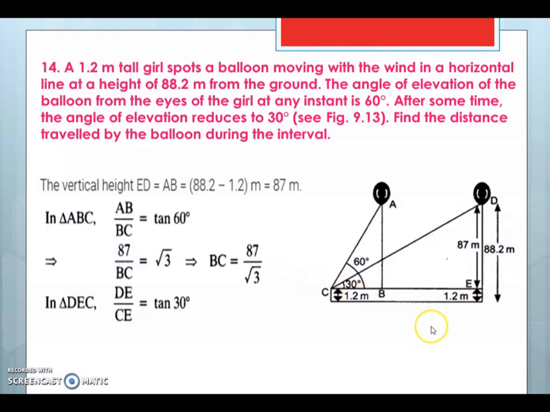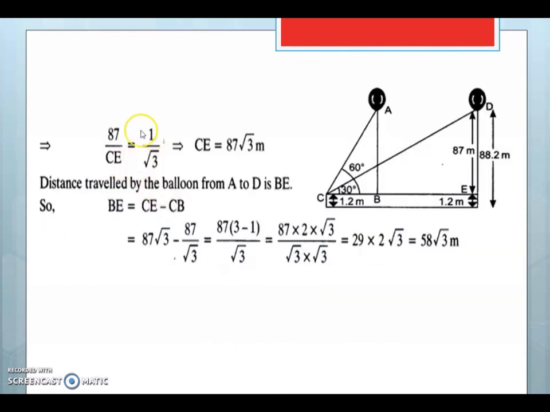Then next you will apply trigonometric ratio in triangle DEC. Tan 30 is DE upon CE, and then you will substitute the values. 87 upon CE is equal to 1 upon root 3. So CE is 87 root 3. Now we have both the bases CE and CB. If you subtract both of them, you will get this distance AD. So AD is equal to CE minus CB. That is 87 root 3 minus 87 upon root 3. Then you can take the LCM, rationalize the denominator, and the final answer will be 58 root 3 meters.